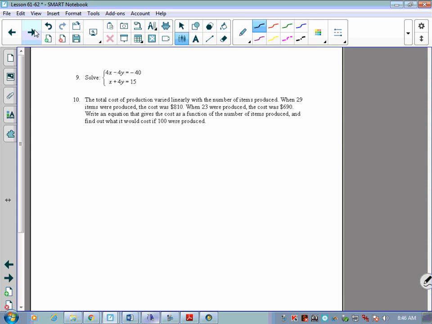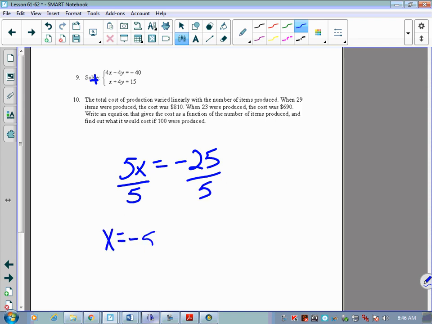Especially when you consider that we can solve this through elimination, right? My y's will cancel out. So if we just simply add here, right? That's going to give me 5x equals, what's negative 40 plus 15? That's what I thought, negative 25. All right, divide by 5. X equals negative 5, correct?